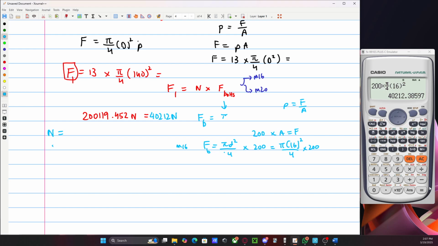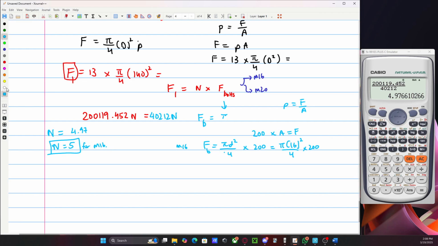So n in this case should be, let's check: 200,119.452 divided by 40212, and that's around 4.97. So 4.97, we go to the next allowable one. So the number of bolts we'll need is 5. So that's for M16.